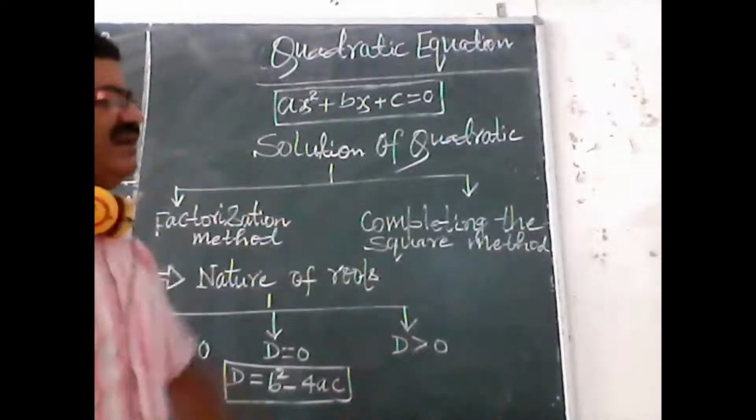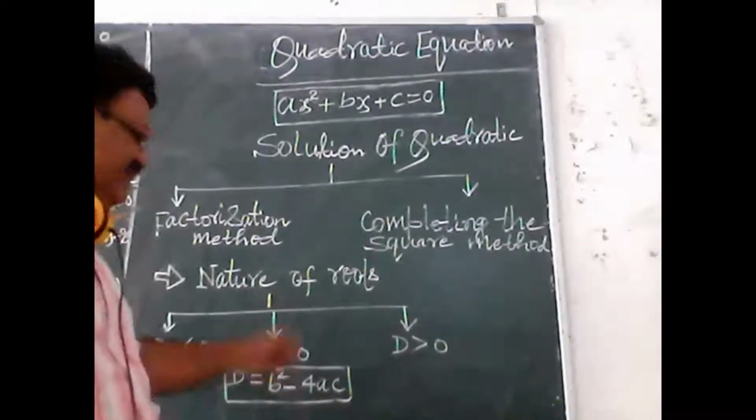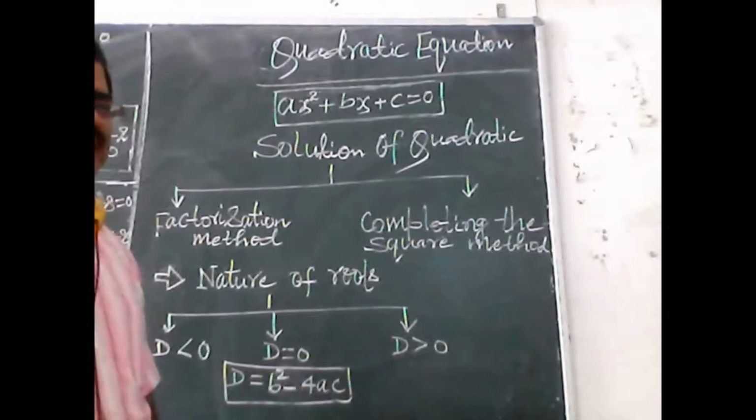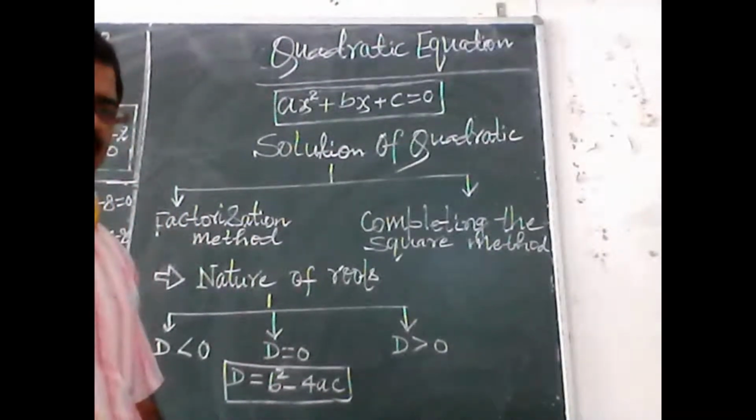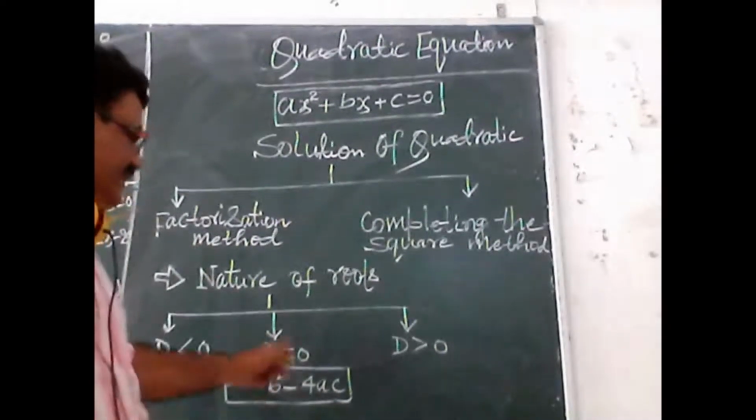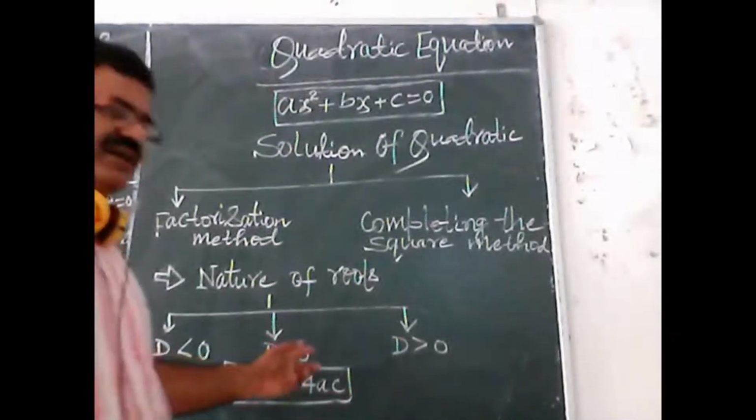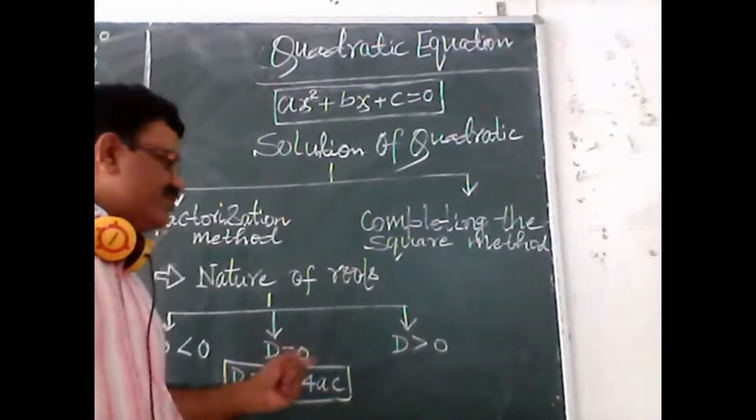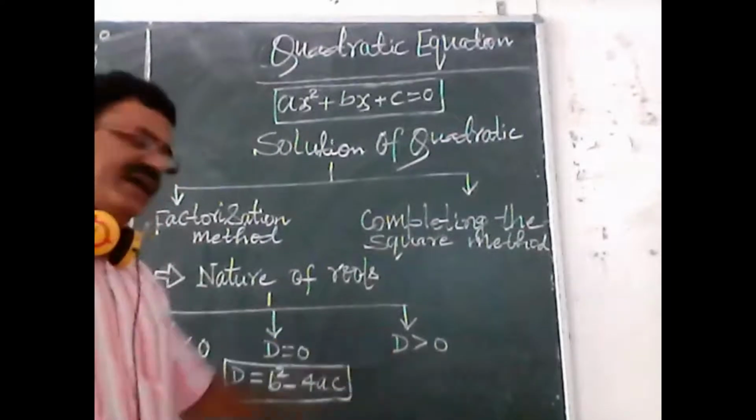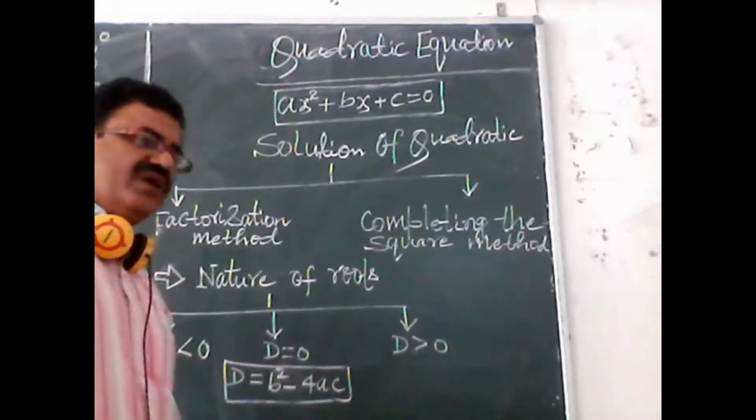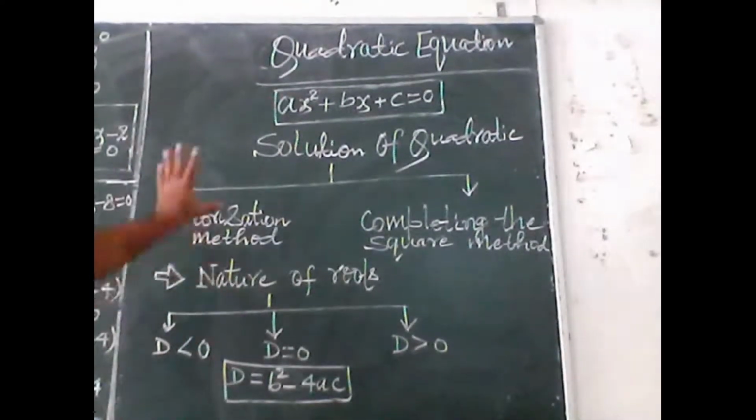If any quadratic equation is given to you, first of all you find D, that is, the discriminant. If the discriminant is less than 0, no real roots will be in that quadratic equation. If D is equal to 0, in such cases you can find equal and real roots, and if D is greater than 0, the roots will be real and distinct, that is, two unequal real roots will be obtained. So very easily we can find this.